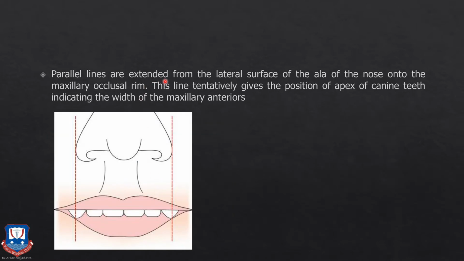Another way of measurement is by measuring the inter-alar distance. Parallel lines are extended from the lateral surface of the ala of the nose onto the maxillary occlusal rims, and this will give us a measurement of the apex of the canine. So this inter-alar width corresponds to the width between the canine tips on either side.